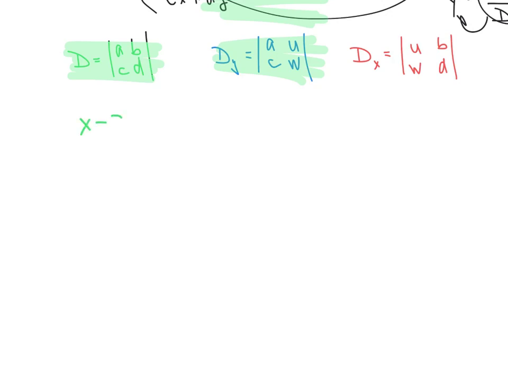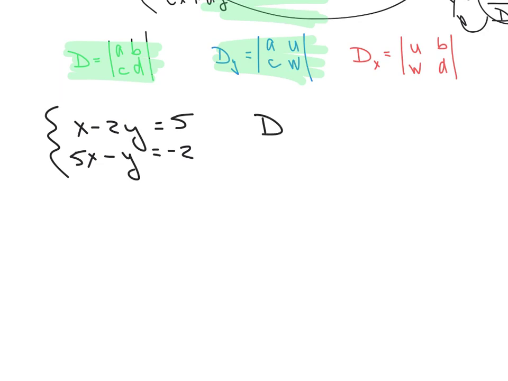x minus 2y equals 5. 5x minus y equals negative 2. There's my system. Okay? It's a 2 by 2 because I've got 2 variables and 2 equations. So it's exactly what I need. All right, so now we need to evaluate 3 determinants.